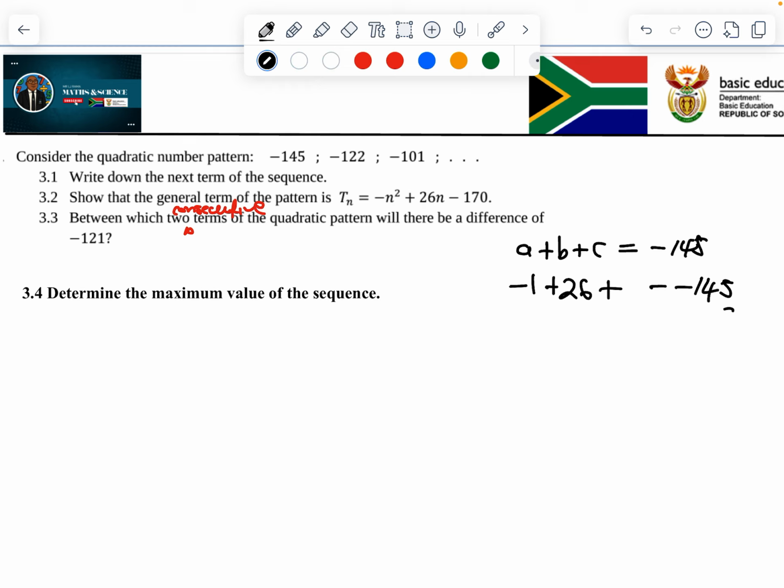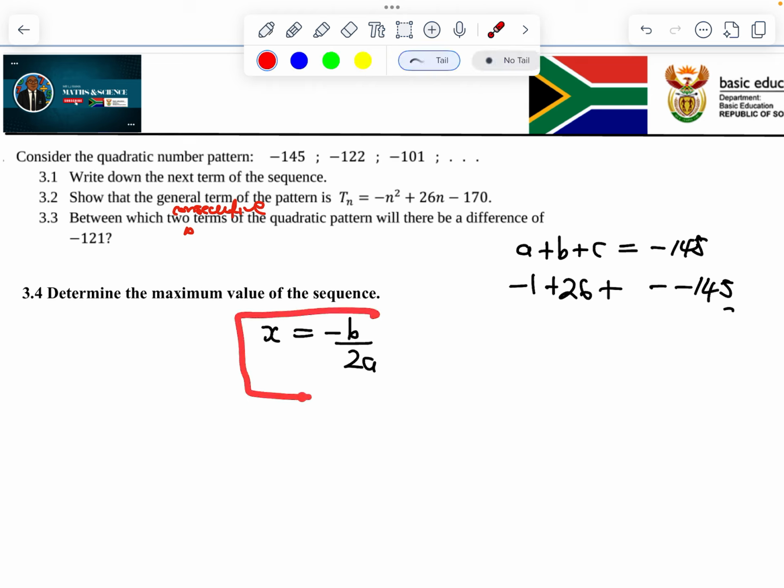Remember, this is basically a quadratic function, so it's a parabola. In functions, if you want the maximum value for a parabola, you use the axis of symmetry equation: x is equal to minus b all over 2a. You get the x value of the axis of symmetry, and then you substitute it back into your original equation to get the maximum value, right?